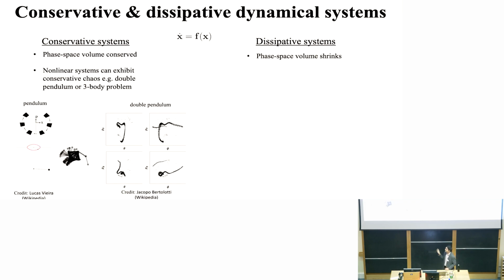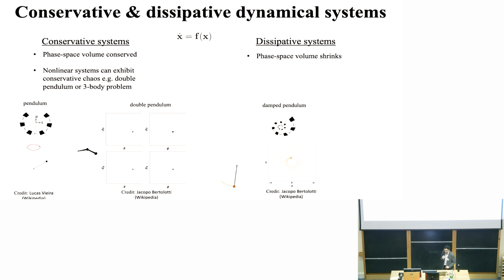Now, in contrast to these conservative systems, we have dissipative systems. In dissipative systems, the phase space volume shrinks with time. To give you a simple example, if we add friction to our pendulum, it will go back and forth, but then it will eventually come to a steady state. In phase space, this corresponds to a spiraling motion towards a stable point. Now, dissipative system does not always mean that everything will just come to a stop. You can still get periodic motion and chaotic motion in dissipative systems as well.